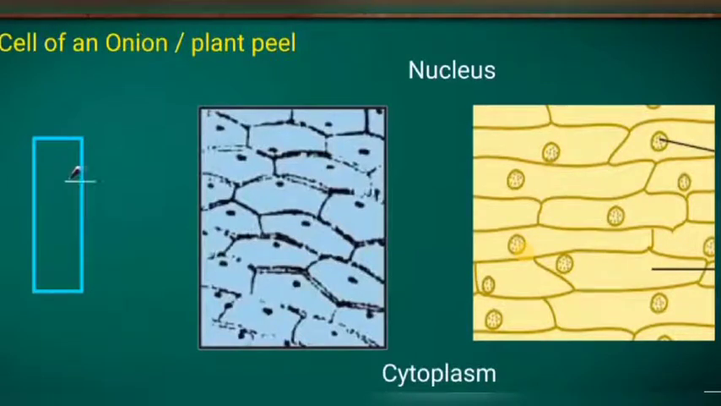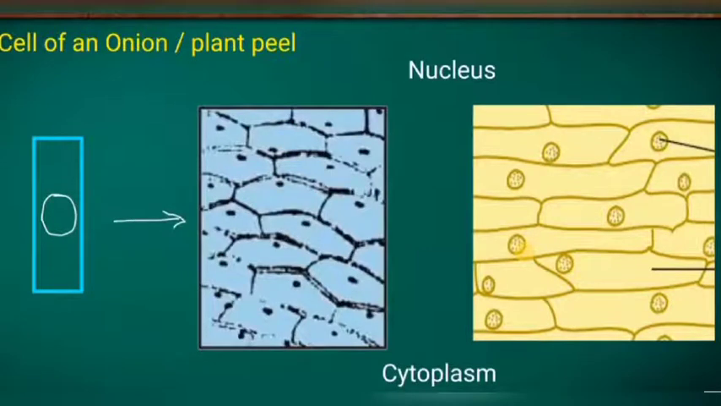Suppose the onion peel is placed here, and then we place a rectangular piece, which is known as a cover slip, or it may also be round in shape. We place it over the peel and keep it under the microscope. So you can easily see this kind of structure, which is shown in the figure. Here you can see.